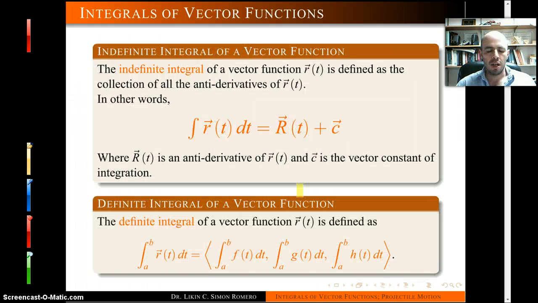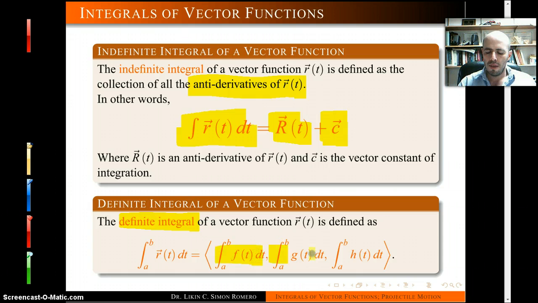Integrals of vector functions. We are going to have two types of integrals of vector functions. We're going to have indefinite integrals, which are the collection of all antiderivatives. In other words, it's going to be one antiderivative plus a vector constant. You will see later that this means we are going to have three different constants of integration, one in each of the component functions of your antiderivative. The definite integral of a vector function is just the definite integral of each one of the component functions.